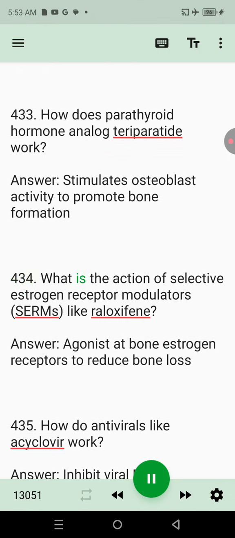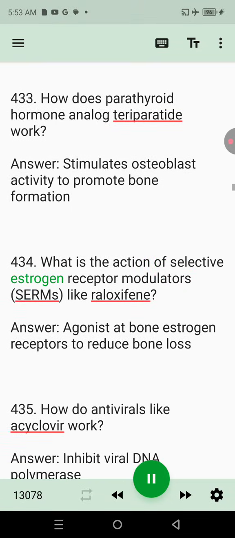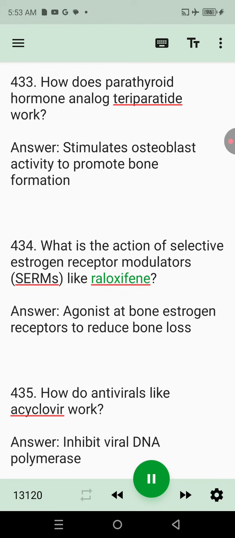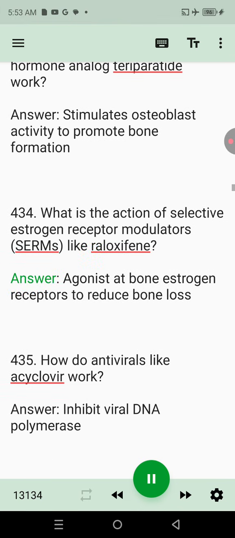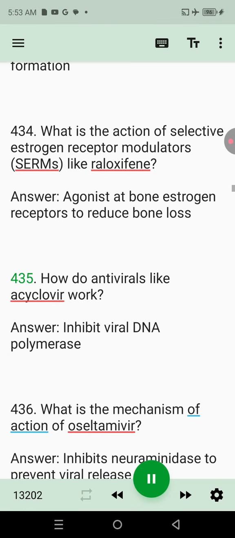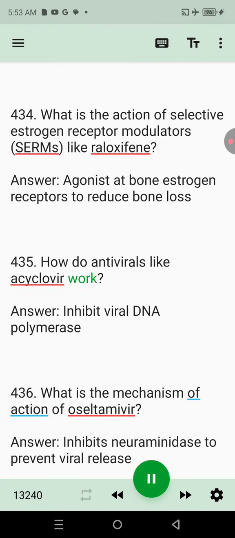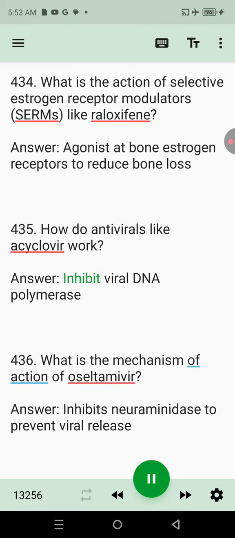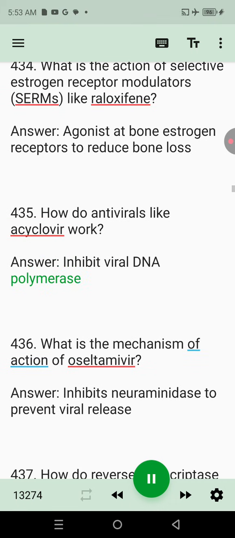434. What is the action of selective estrogen receptor modulators, SERMs, like raloxifene? Answer: agonist at bone estrogen receptors to reduce bone loss. 435. How do antivirals like acyclovir work? Answer: inhibit viral DNA polymerase.